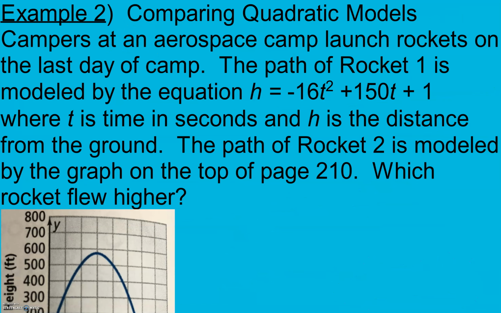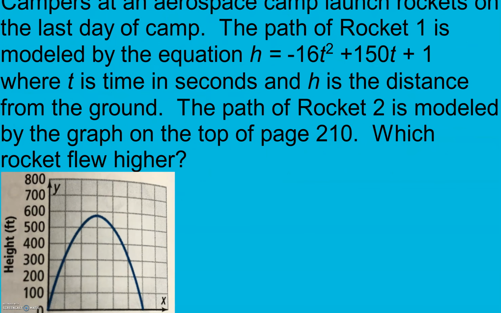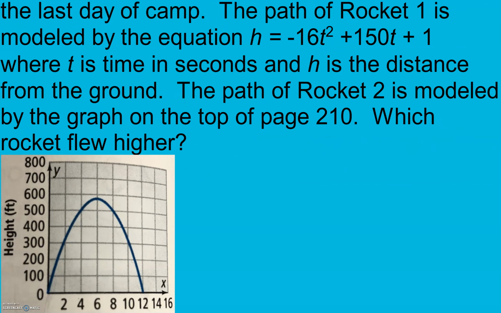Example 2 says, campers at an aerospace camp launch rockets on the last day of camp. The path of rocket 1 is modeled by the equation h equals negative 16t squared plus 150t plus 1, where t is time in seconds and h is the distance from the ground. The path of rocket 2 is modeled by the graph on the top of page 210. I also have that here. We want to know which rocket flew higher.